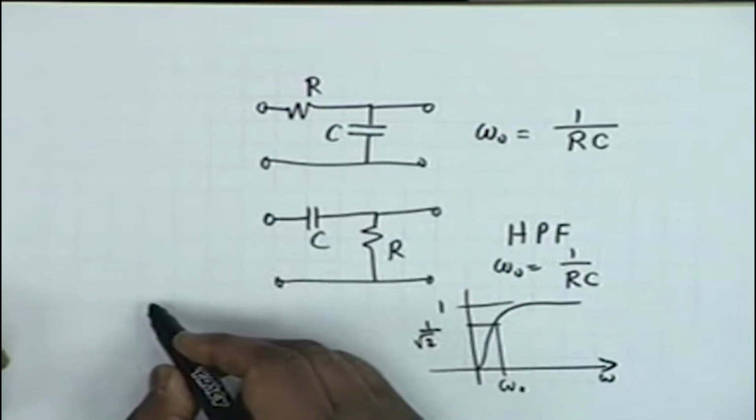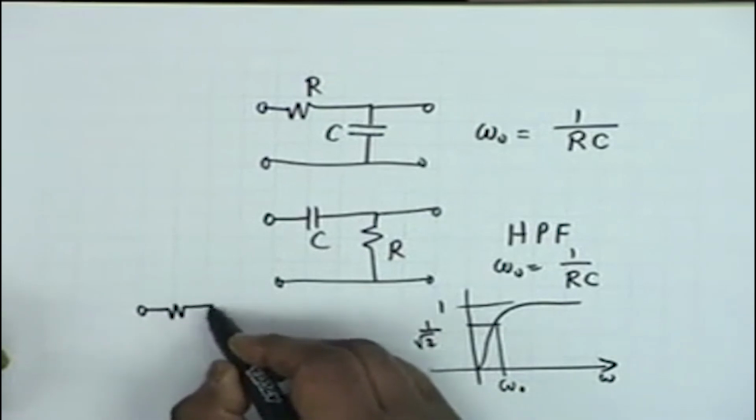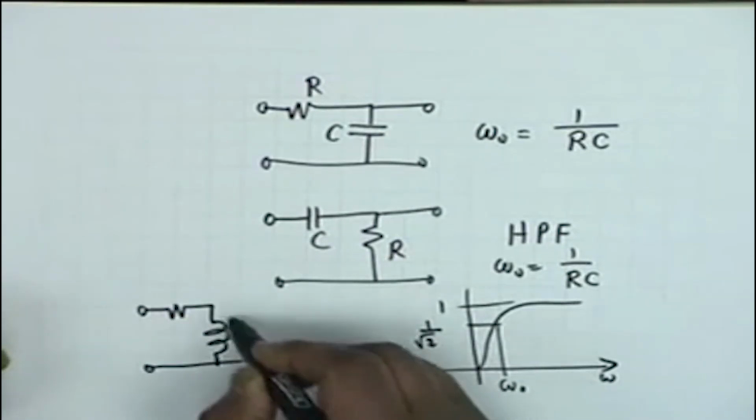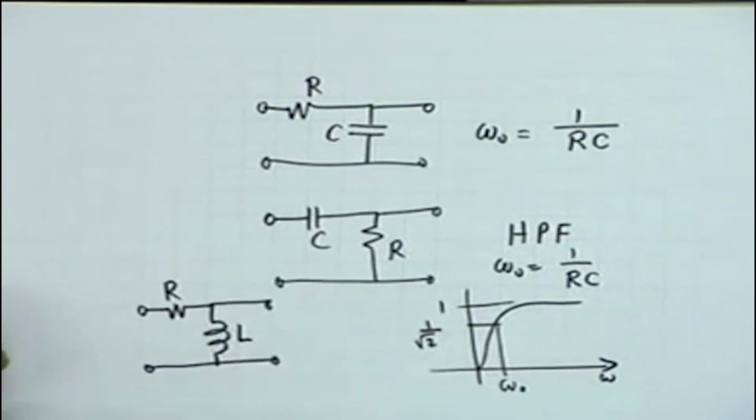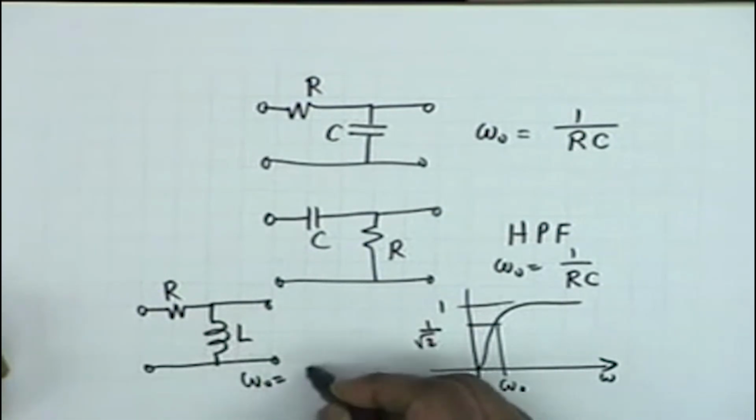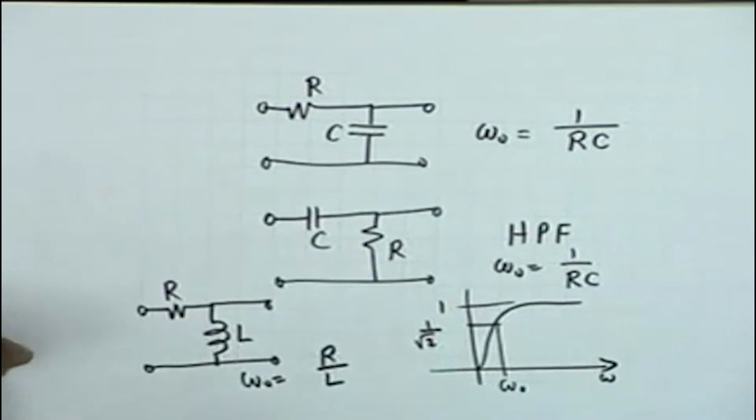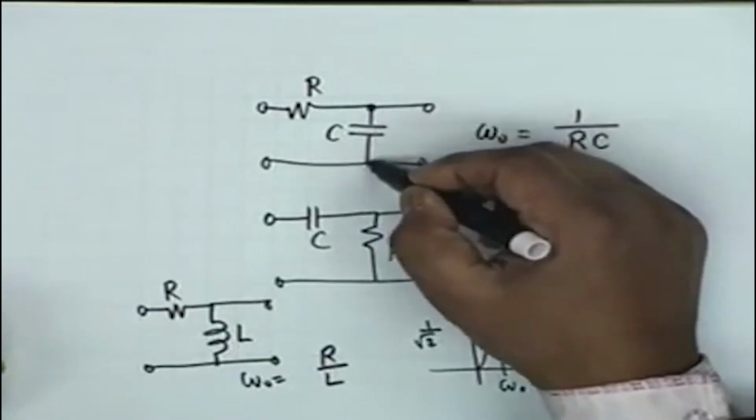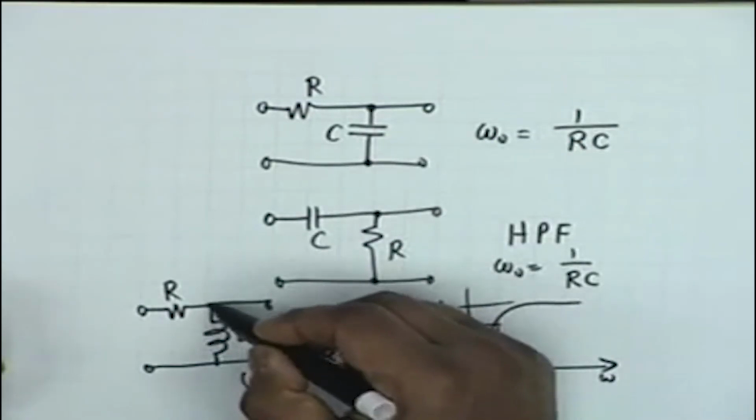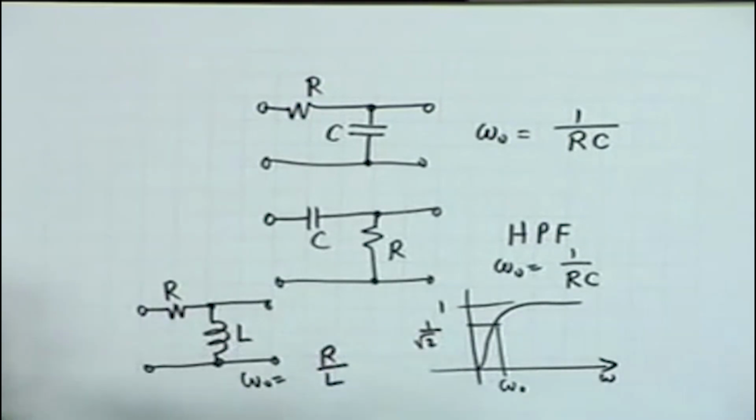In a similar manner, one can argue that if I have a resistance in series and an inductance in shunt, this also acts as a high pass filter with the cutoff frequency which is given by R by L. Now one should not look at this only as mathematical conveniences or mathematical elegances. There is a physical meaning. Given a circuit, you can always argue what kind of filtering this circuit will perform.